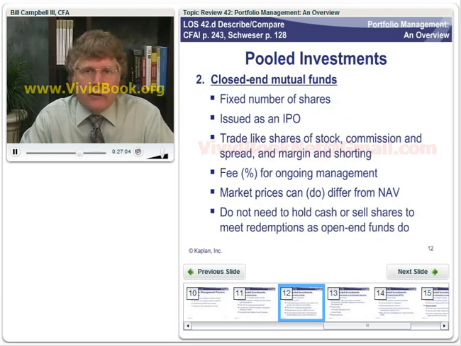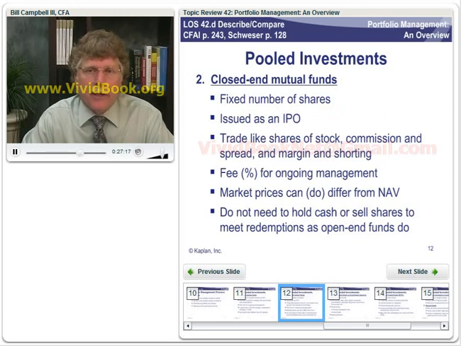Closed-end mutual funds, unlike open-end mutual funds, have a fixed number of shares. They're not constantly buying and selling shares with new investors or old investors. They issue the shares like an IPO, and now the shares trade on the open market. So if you want to buy shares in a closed-end mutual fund, you don't go to the fund and buy shares. You go to the market and you buy shares from an existing investor. They trade just like shares of stock. So there are commissions on the trade, there are bid-ask spreads on the trade. You can basically do everything with these that you do with the stock. You can buy them on margin, you can short sell them, and so on.